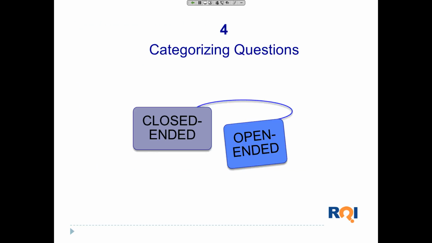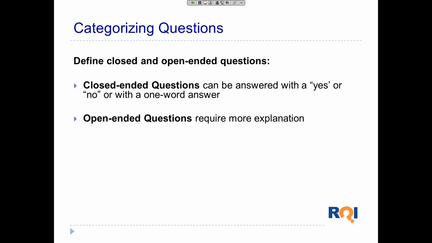Once they've gone through the process and generated as many questions as they can, the next piece is to categorize the questions. They're going to go through and look at all the questions they generated, and identify them as either close-ended, which can be answered yes or no or with a one-word answer, or open-ended, which require more explanation, or where we need to collect data to be able to answer the question.